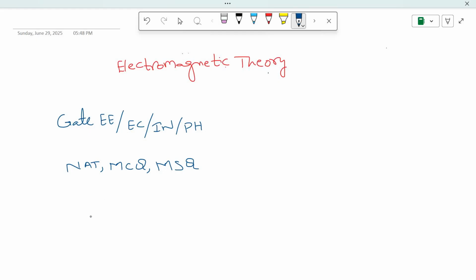So these lectures are designed with thorough revision, so that every concept is covered, and also you will get everything needed to be prepared for the exam.